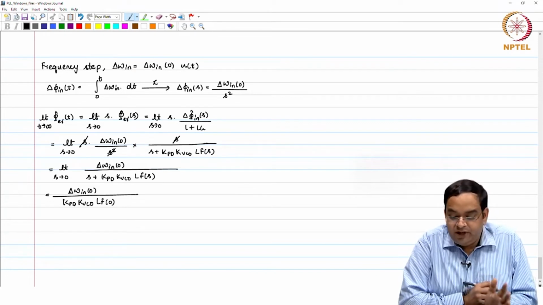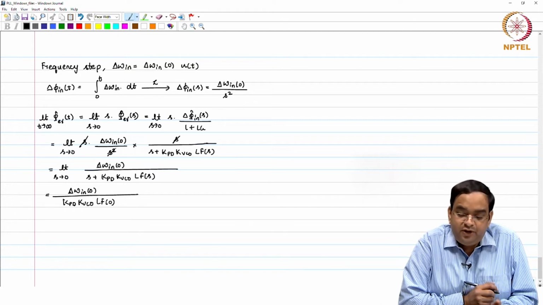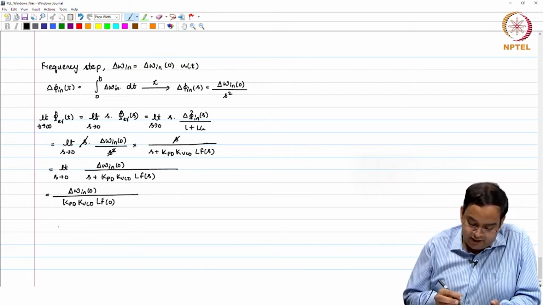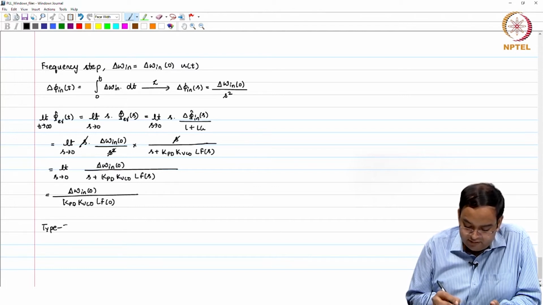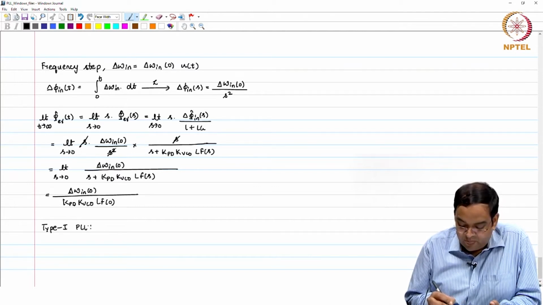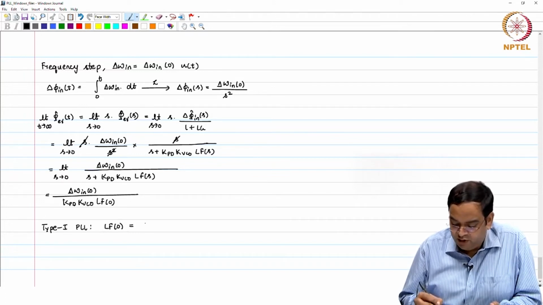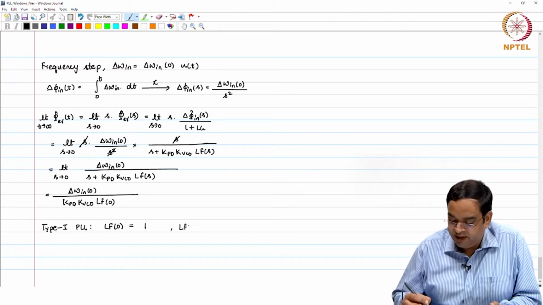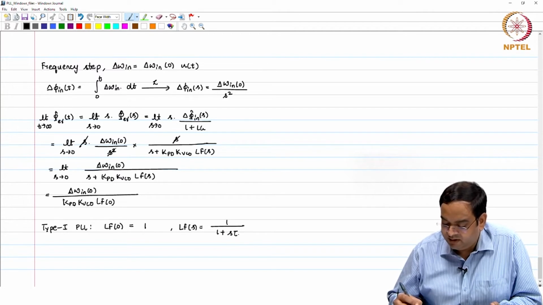So far I have not discussed what loop filter of 0 is, but you can see very well here that for type 1 PLL, loop filter of 0 is equal to 1, where let me just remind you that loop filter of s we have used for type 1 PLL is 1 plus s tau 1.